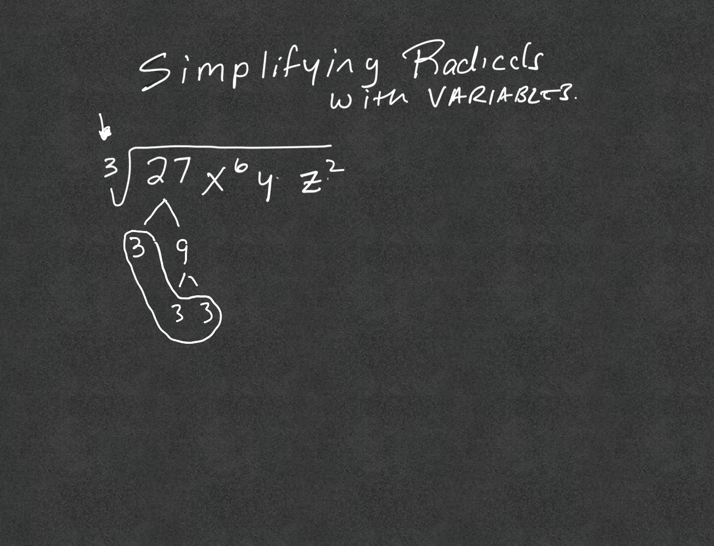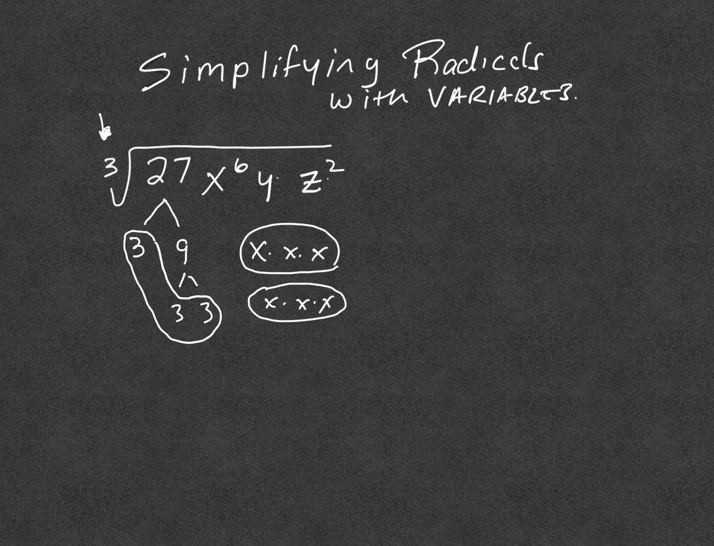Okay? Now we have x to the 6. And for x to the 6, I'm going to multiply x times x times x. That's one group of x to the third power. And of course, we have another x times x times x. All together, we have x to the 6. So what is the cube root of x to the 6? Well, we have x times x. You notice that for y, we don't have enough to make a group, so we have to leave that in the radical. Z squared, we don't have enough because it's only z times z, so we have to leave that in the radical.